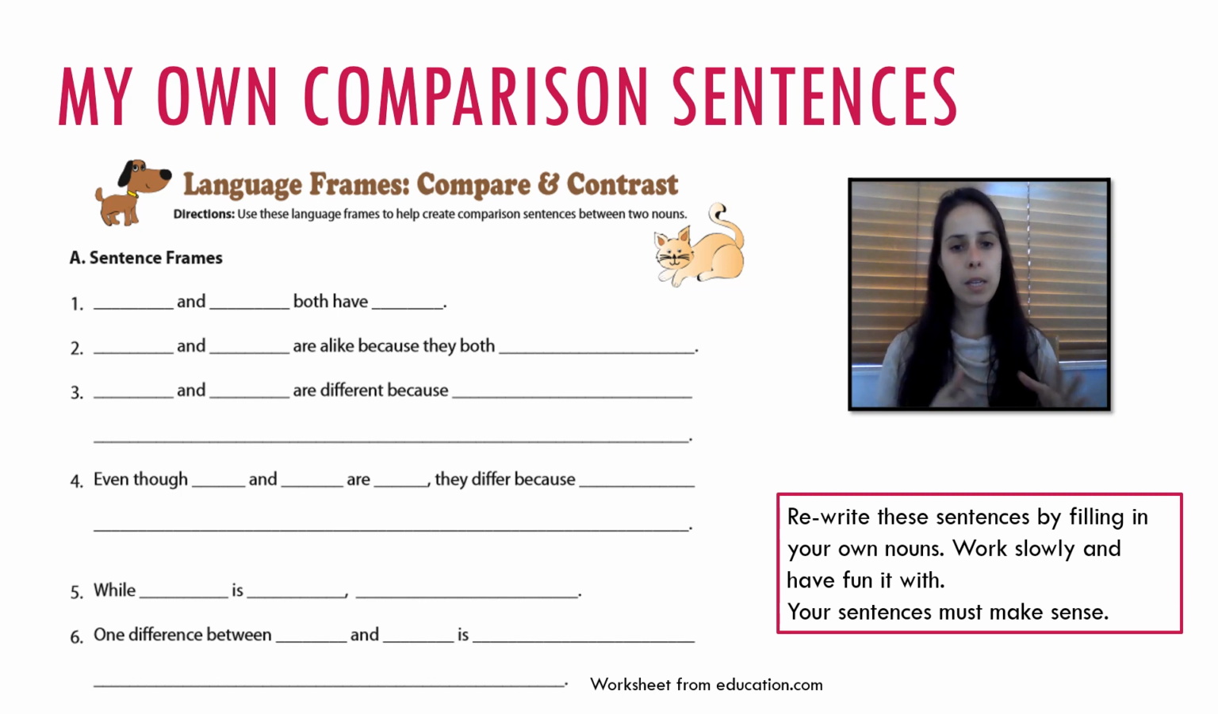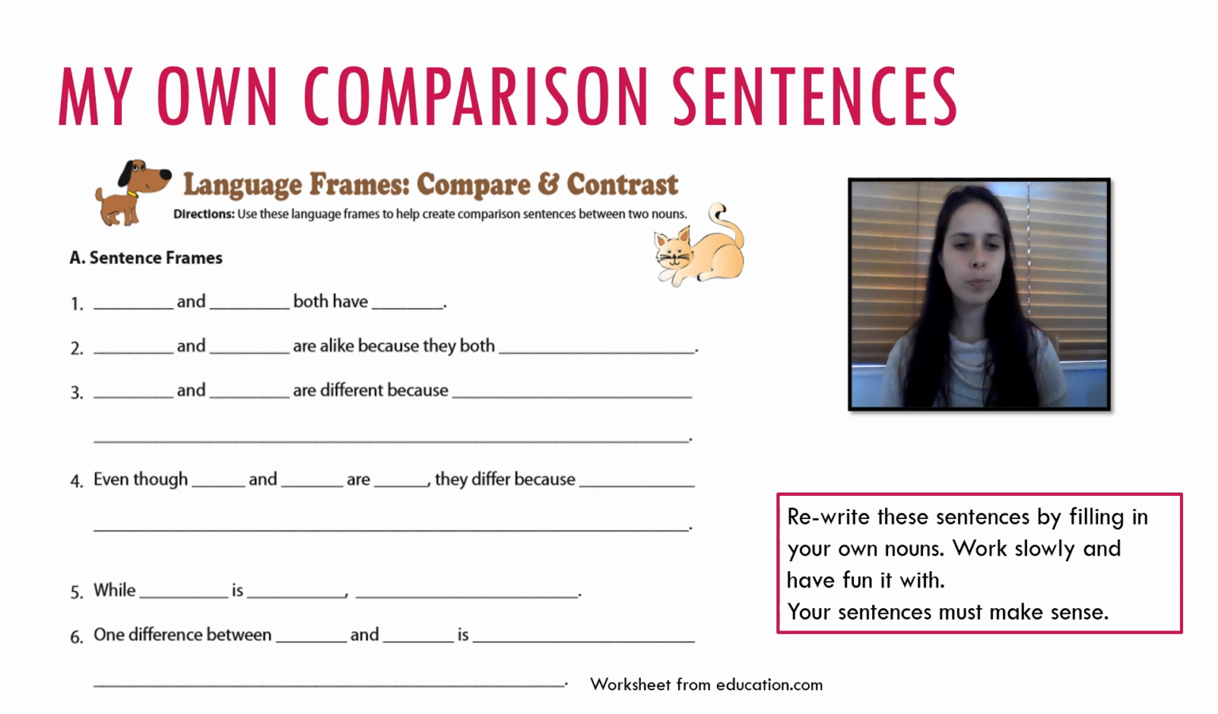Number 2, something and something are alike because they have. That's very similar to your first sentence. I'm just adding in more words to make your sentence more interesting. Number 3, something and something are different because, tell me what's different. The one has a tail and the one doesn't, or the one has scales and the one has fur, anything like that. Animals would be quite easy to use with this, and quite fun as well because you can think of quite a few.